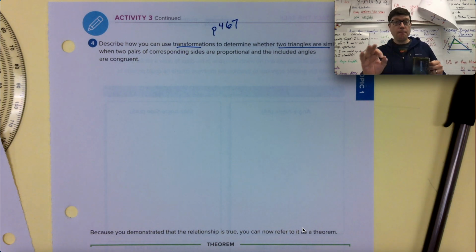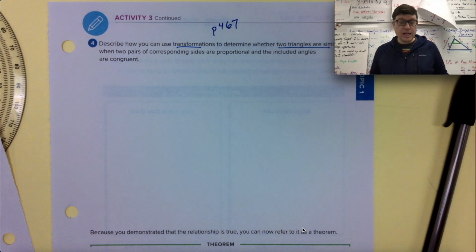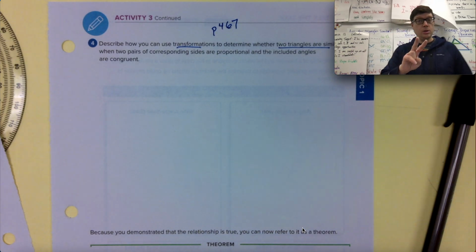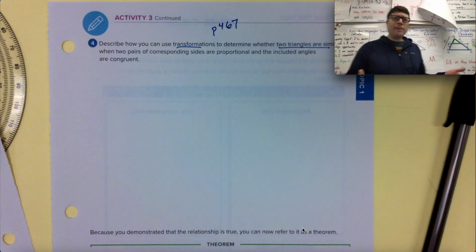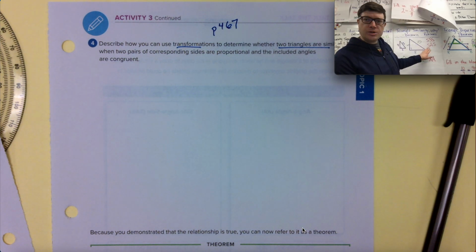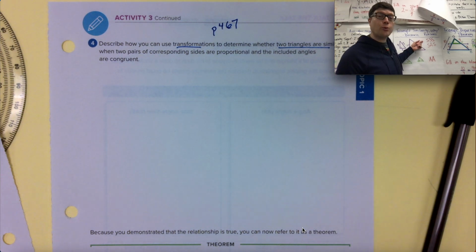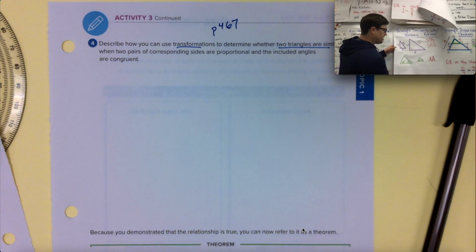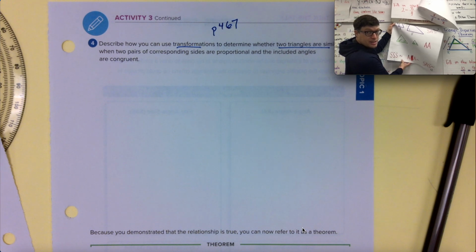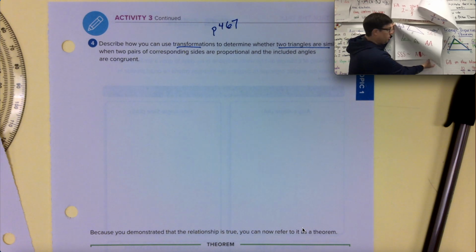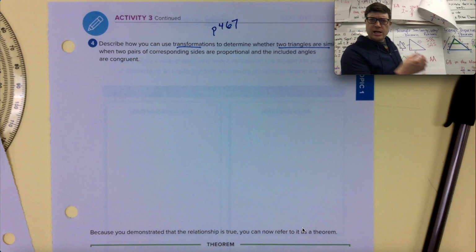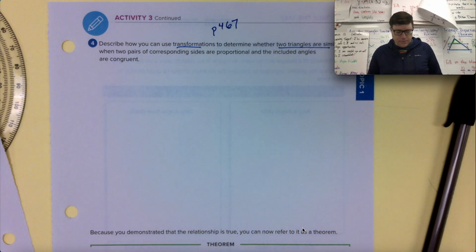Geometry, Module 3, Topic 1, Lesson 2, page 467. We're wrapping up Activity 3. Activity 3 has been a conversation around side angle side similarity. We have 3 of them that are useful. In fact, the list is side, side, side, angle, angle, and side angle side. Let's talk about the last part right here, wrapping up this page.